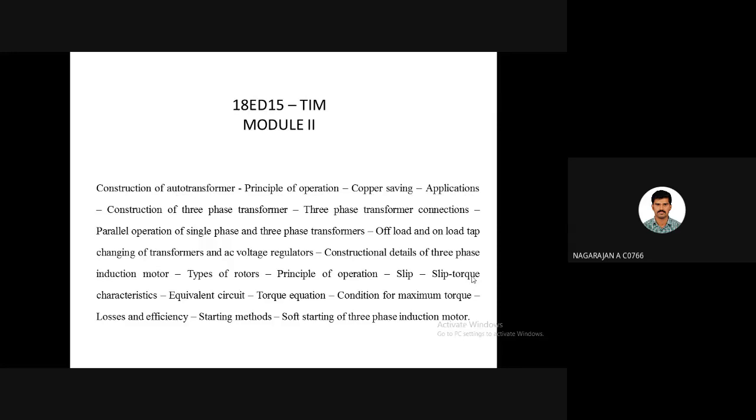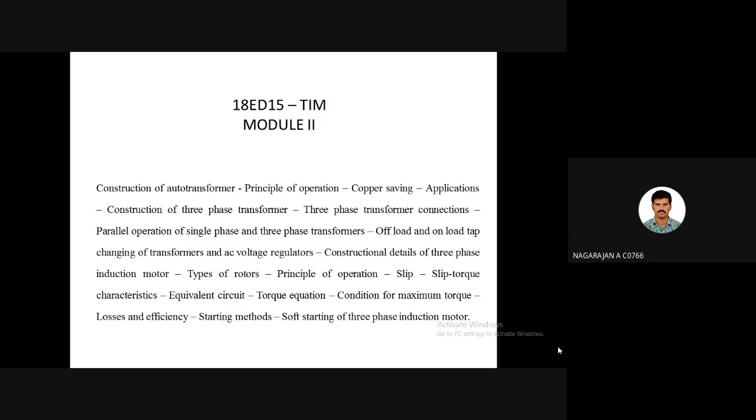In module 2, till now we have seen the working principle and construction of an auto transformer, copper saving, construction of three-phase transformer, and various types of connections and parallel operation of three-phase and single-phase transformers. These are the topics till now we have covered.